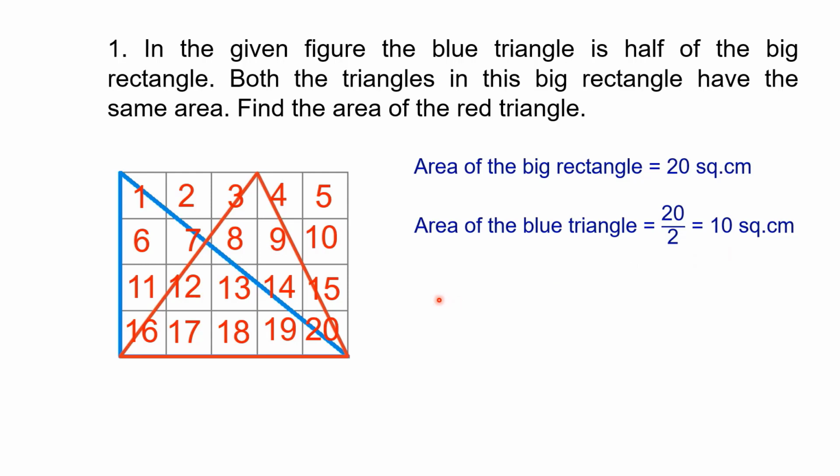Now, let us find out the area of the red triangle. That is also 10 square centimeters, because both the triangles, blue and red, have the same area. Therefore, area of the red triangle is the same as the area of the blue triangle, 10 square centimeters.